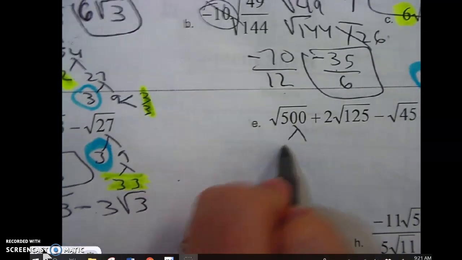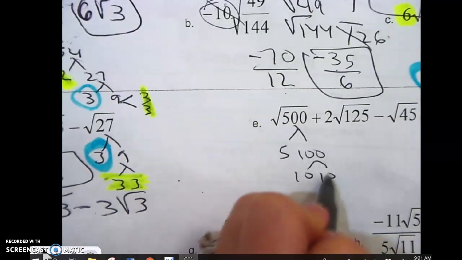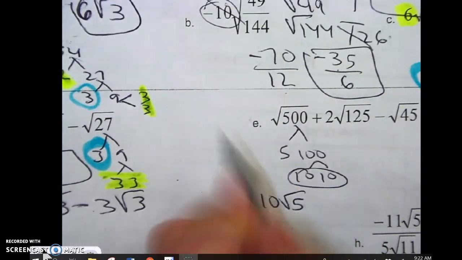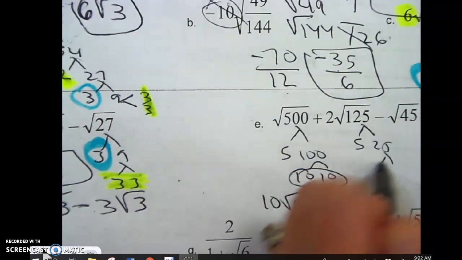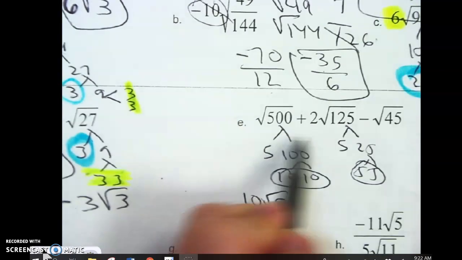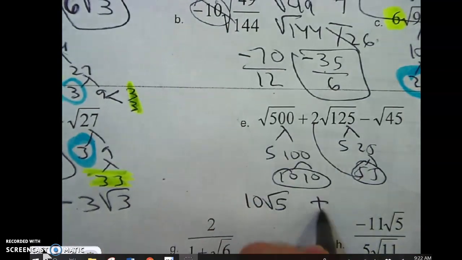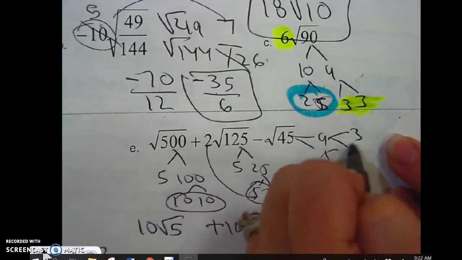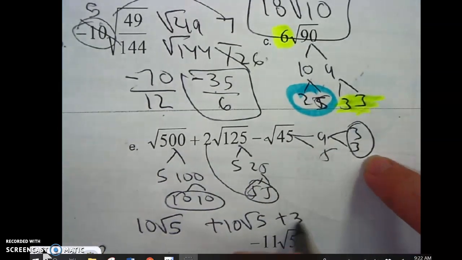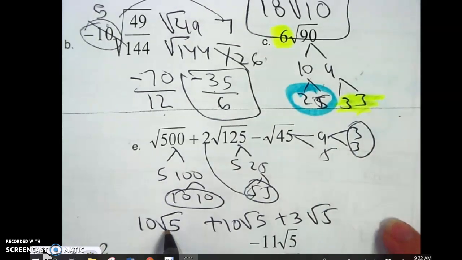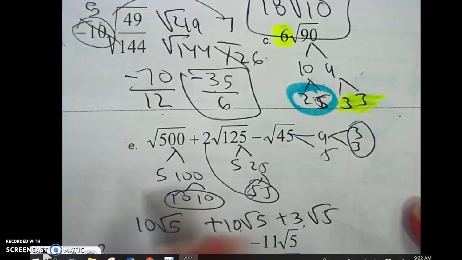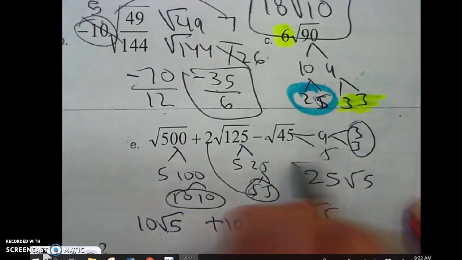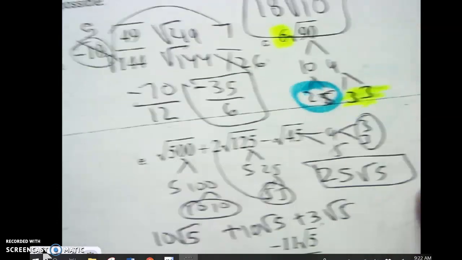All right, letter E is the exact same thing, just more complex. So 5, 100, 10, 10. So that one's 10 rad 5. 5, 25, 5, 5. And then 5 times 2 is 10 rad 5. Minus 9, 5. Let me move this over. 3, 3. Circle the double. What's left? So 10 rad 5 plus 10 rad 5 is 20 rad 5 plus 3 rad 5 is 25 rad 5. The next one.